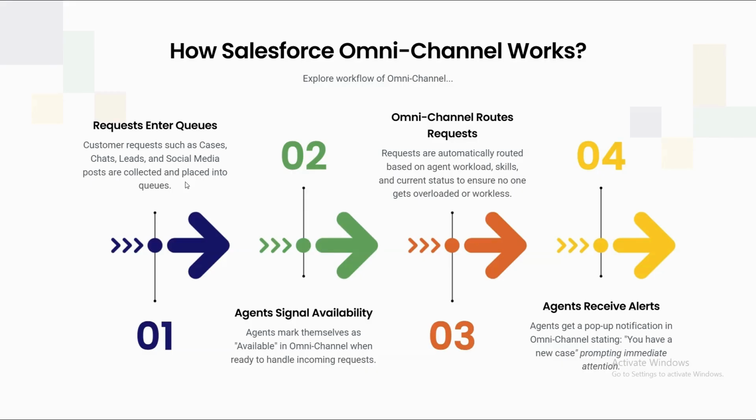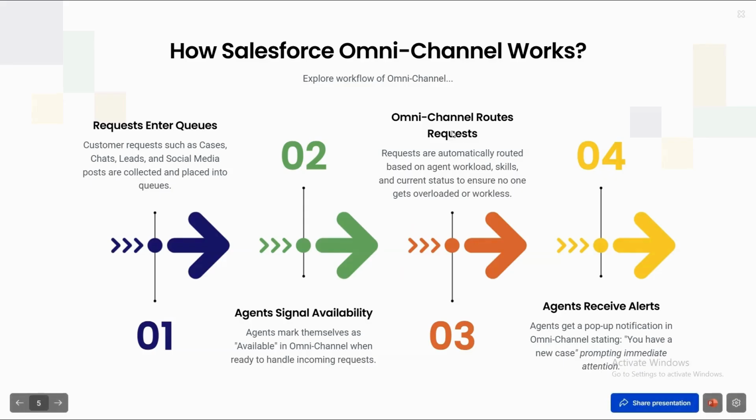Okay, after that what happens? Agent signals availability. Agents mark themselves as available in Omnichannel when they're ready to handle incoming requests. Here, just like we set our status in Microsoft Teams, the support agents also set their status as available when they are ready to work. Let's say the agent sets their status as available, that means that agent is available to work.